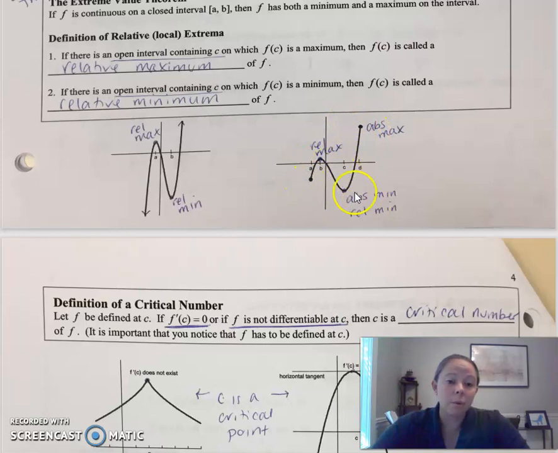So we're guaranteed, remember, an absolute max and min. So we have a relative max here. This is both a relative min and an absolute minimum. And then up here, this is just an absolute max. And this actually isn't considered anything.